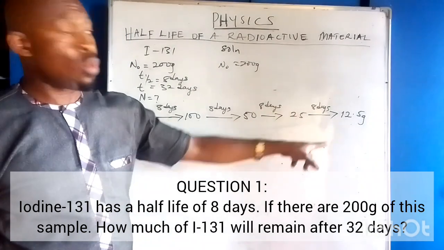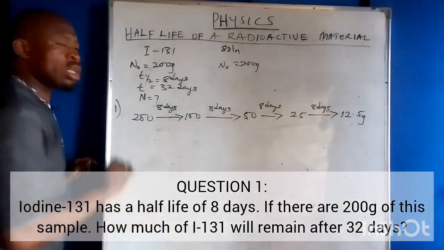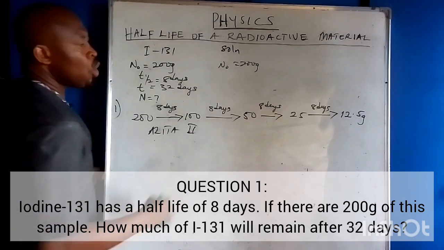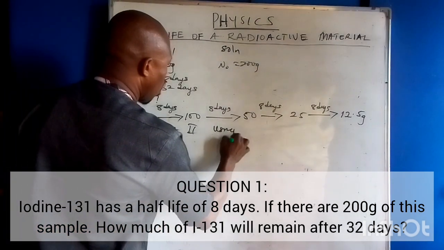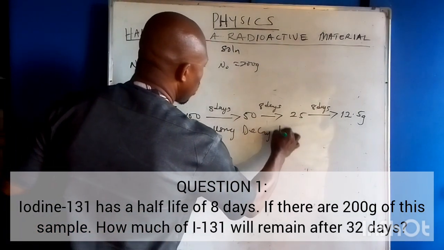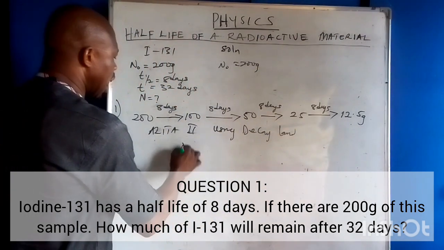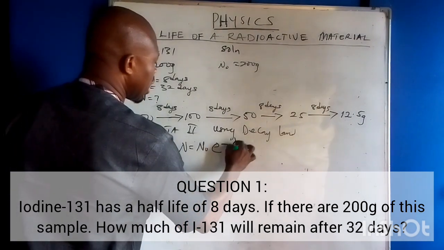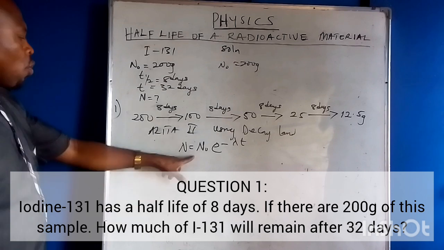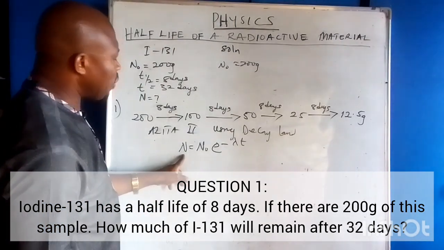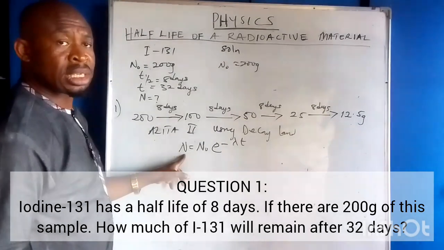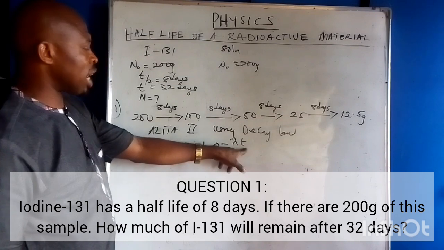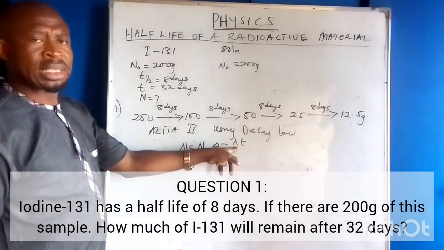Alternatively, we can solve it another way to get exactly that number using the decay law. So alternative 2, we use that decay law that gave us N is equal to N naught e to the negative lambda t. This is what we're looking for, the mass that is remaining. This is the original mass. Lambda is not given. This is the time of transmutation, which is 32. So let us get this lambda.